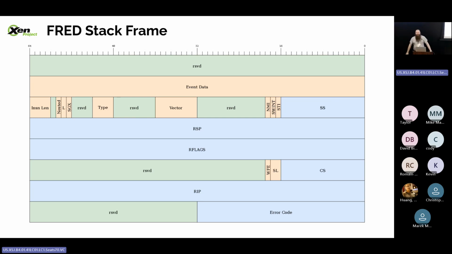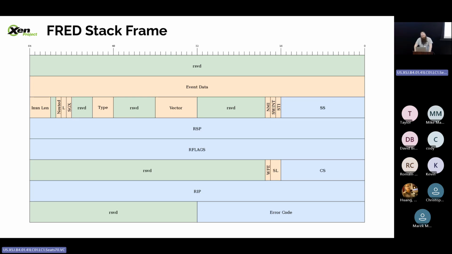So the blue stuff here is what current IDT handling looks like. So that's what CPUs do today. It's what they've done basically since the 286 came along. This is the 64-bit format of it.